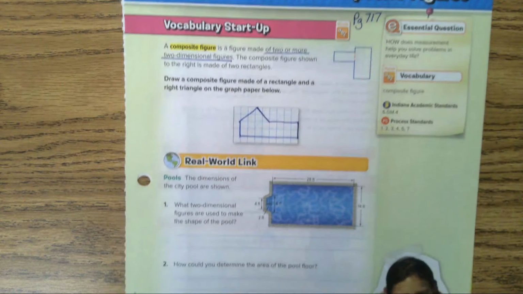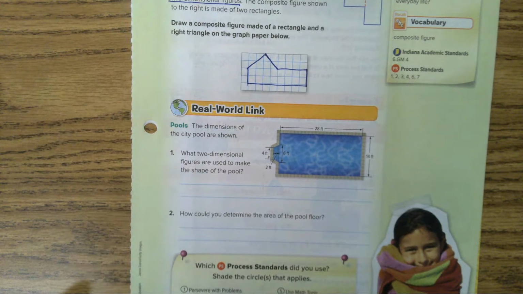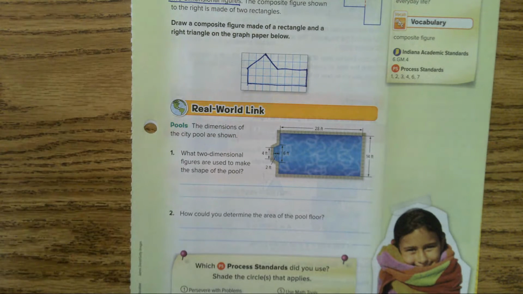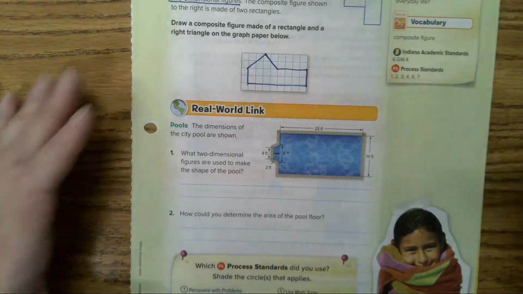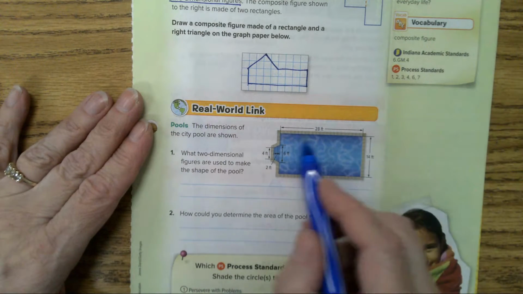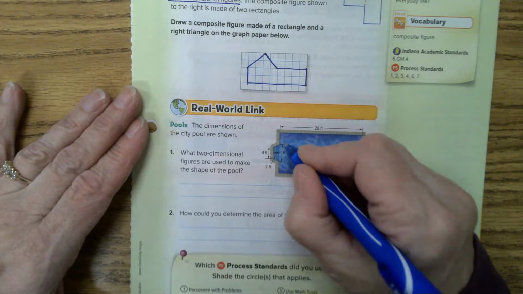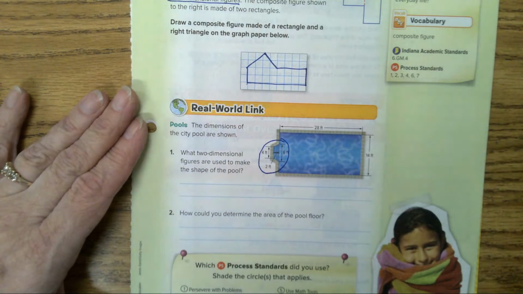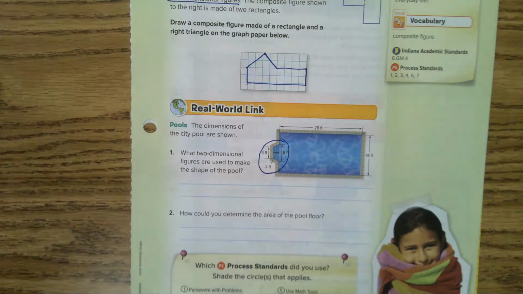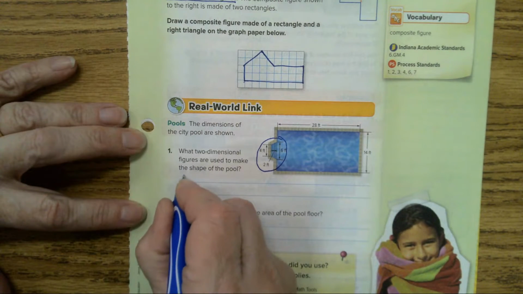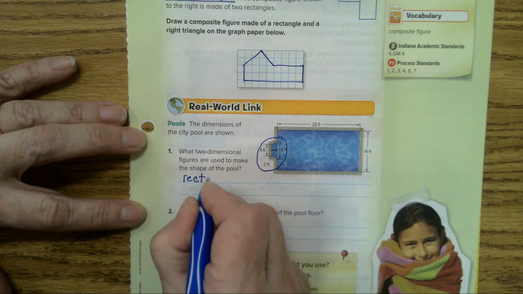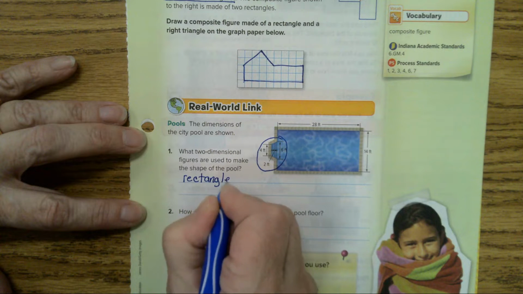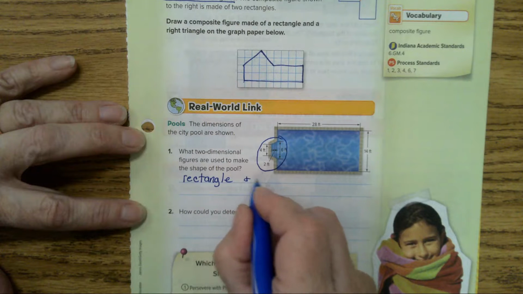Now, in this, it says the real world link. The dimensions of the pool are shown. So this pool is 14 feet by 28 feet, and then they add on this trapezoid. This is a trapezoid right there. So it says, what two-dimensional figures are used to make the shape of this pool? It's a rectangle and a trapezoid. So let's write that down. Rectangle and the trapezoid. Everyone sees both of those shapes?